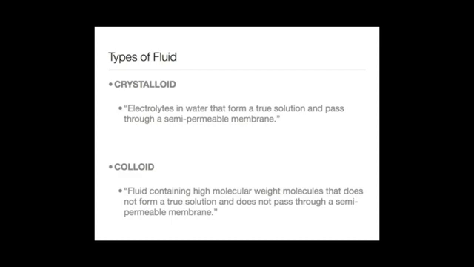So basically, there are two types of fluid. There's crystalloids and there's colloids. So crystalloid can basically be defined as water with electrolytes in it, and this forms a solution that's able to pass through a semi-permeable membrane. Colloid, on the other hand, is fluid that contains very high molecular weight molecules that is unable to pass, or passes slowly, through a semi-permeable membrane.